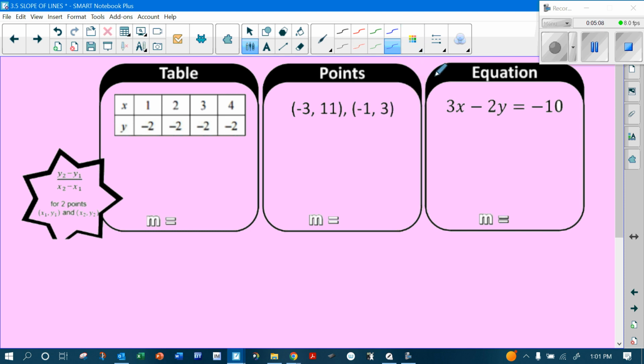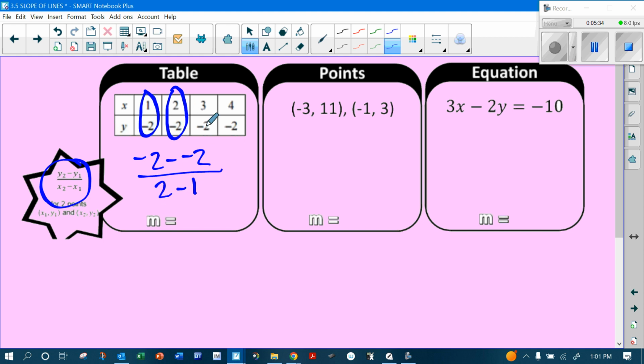Okay. So if we have a table, all you have to do is pick 2 points. I'm going to pick this one and this one. It doesn't matter. So the formula says to take your y values, -2 minus -2. Because remember, there's your equation, y minus y. And then I'm going to go 2 minus 1.